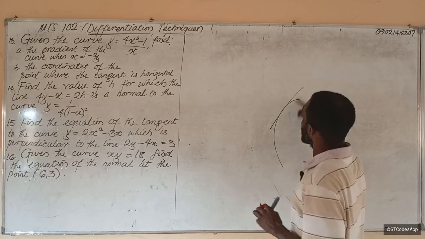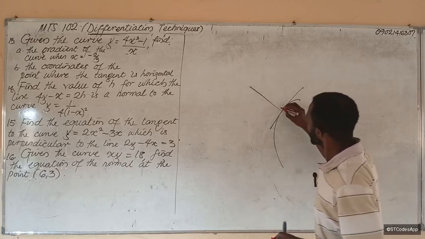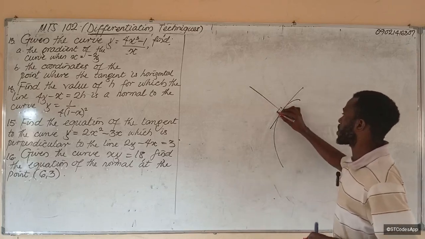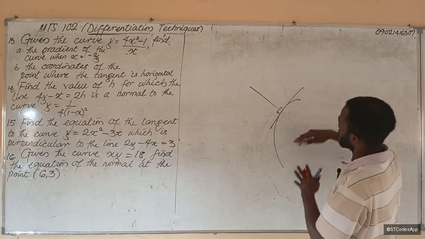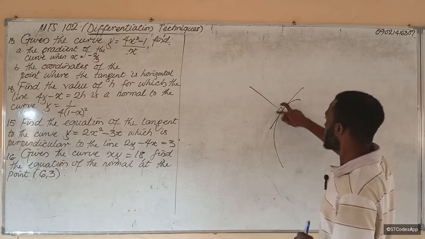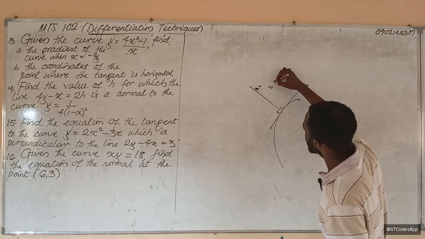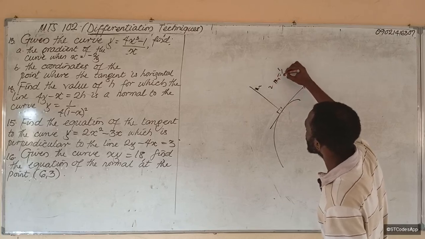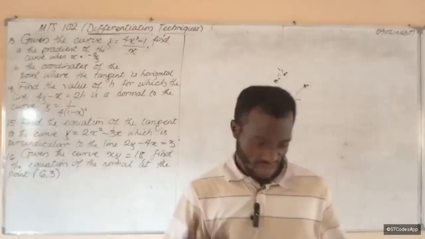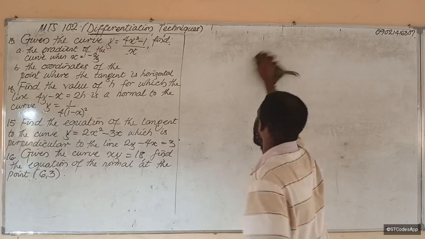Now, a normal to this tangent will be a line that is perpendicular to our tangent. So at this point here, we are going to have the gradient. If this was m1 and m2, then the relationship will hold that m1 is equal to negative 1 over m2. Is it clear? Still talking about the same thing.